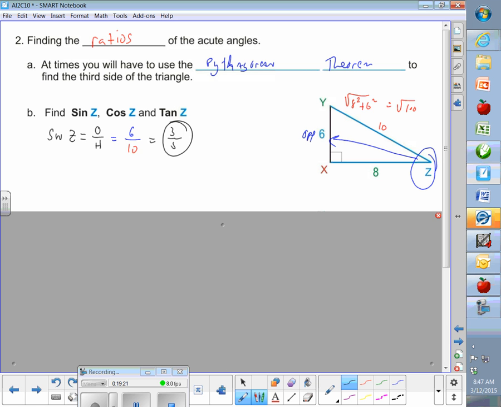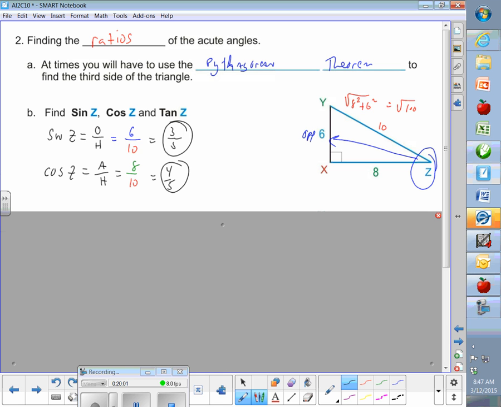Okay, so now we'll just go through and do the cosine of z. And everybody now knows that the cosine is the adjacent over the hypotenuse. Again, we're dealing with angle z, right? So look at z. What side is the adjacent? Say it if you know it. 8, right? Has to be, because the opposite is the 6, and the hypotenuse is always across from the right angle. And the hypotenuse is always the hypotenuse. It's 10. And we end up with 8/10, and we're going to reduce that down to 4/5, and we've got the ratio for the cosine.